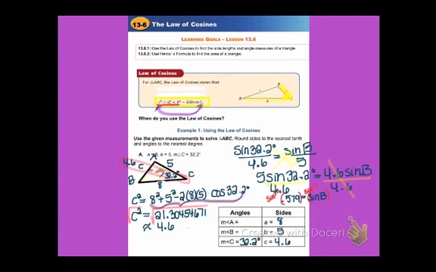So the inverse sine of 0.579 is approximately 35.4, but they wanted us to round to the nearest degree, so that's about 35. So we're going to go with 35 degrees for angle B.